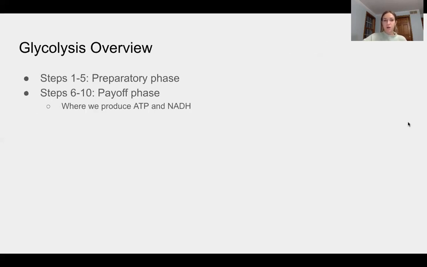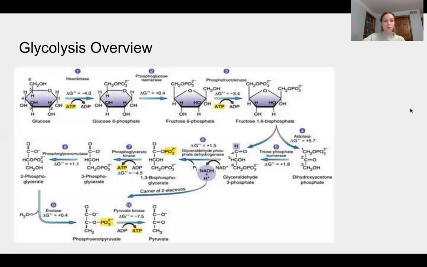All right, so broad overview again. Steps 1 through 5 are the preparatory phase, and that is where we are using some ATP to get ready to produce more ATP and NADH. That's why steps 6 through 10 are considered the payoff phase. Here we have this same figure again, and now we're going to go through steps 1 through 5, which make up the preparatory phase.